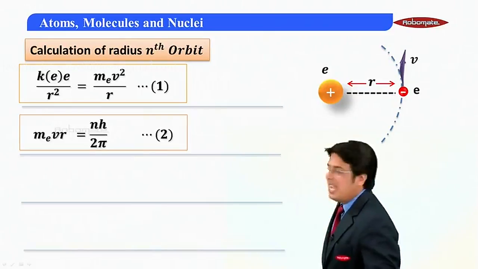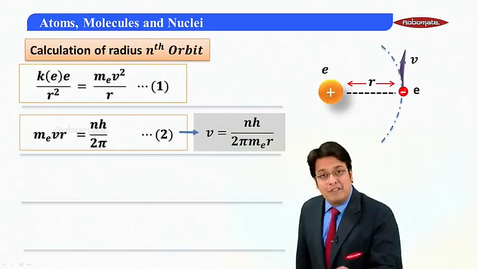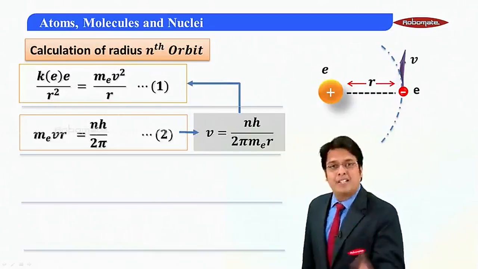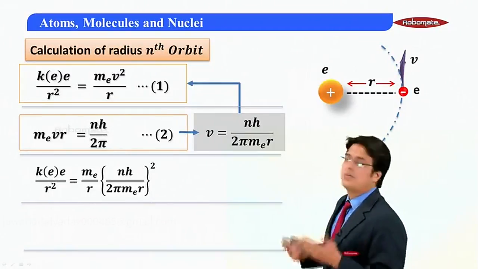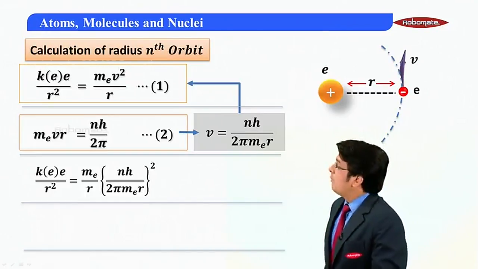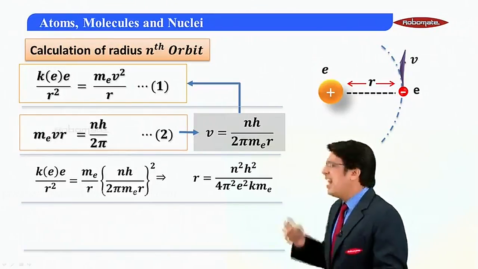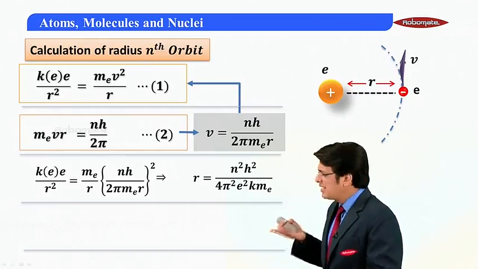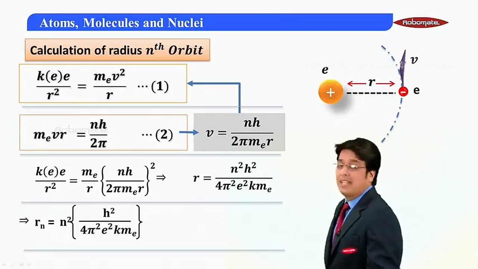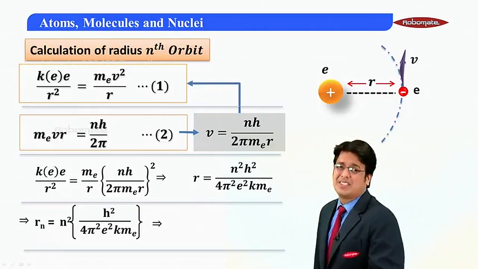Look at the second postulate: mvr is equal to nh upon 2 pi. So v is equal to nh upon 2 pi mr. Put this value of v into the first postulate to find the value of the radius. So that is how I substituted. Keep on writing, I don't have to remind you again. Once you have done that and solve it, you cancel many terms. Take r on one side, and n square, h square on the other side. So what I will get is r is equal to n square into the bracket h square upon 4 pi square m e square k.